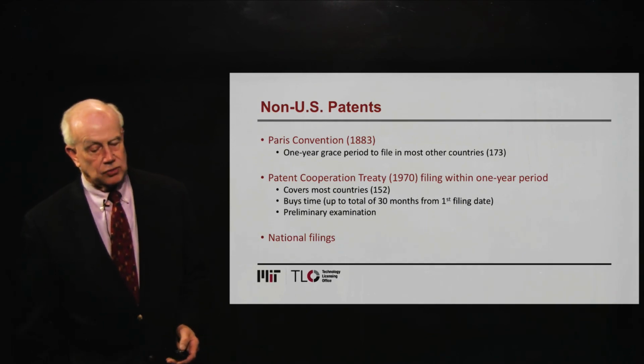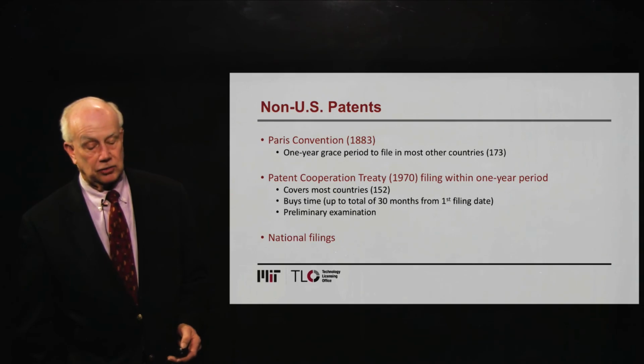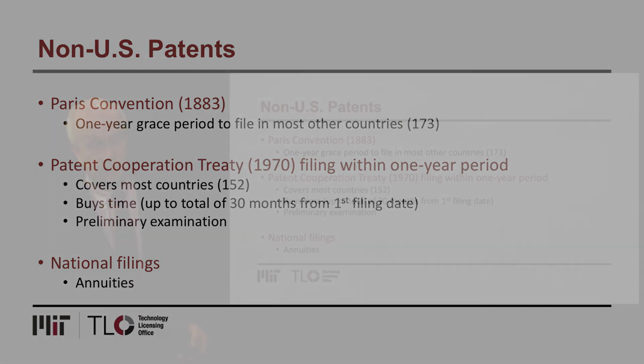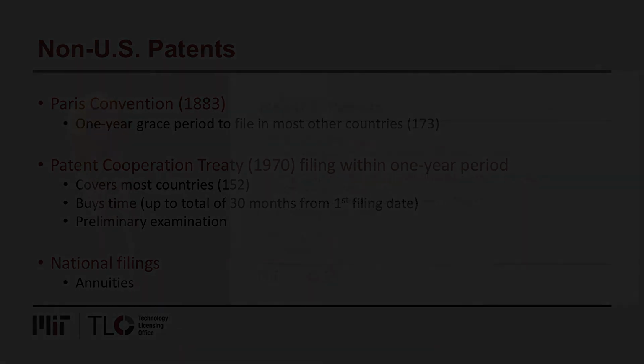The national filings, which have to take place within 30 months of the original filing, are country by country and very expensive. After they're filed in these countries, in addition to the filing cost and preparation costs, there are annuities that have to be paid every year to keep those patents alive.